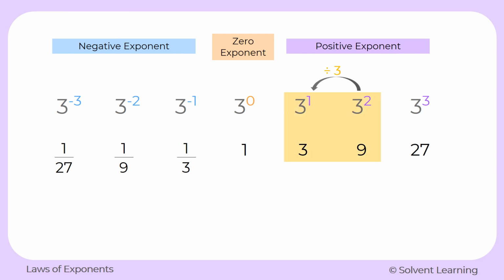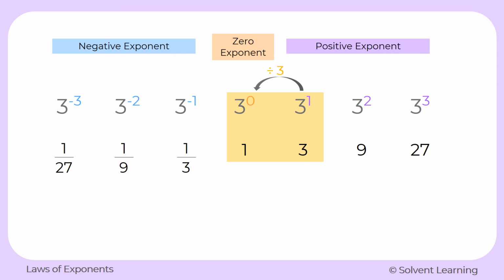Let's say we go in the other direction. So say we started with 3 squared and went down to 3 raised to the first power. The result of that is the same as dividing by 3. We will be starting with 9 and then dividing by 3 would give us 3. So every time our exponent goes down, we're dividing by 3. That helps us to understand why anything raised to the 0 power is equal to 1.